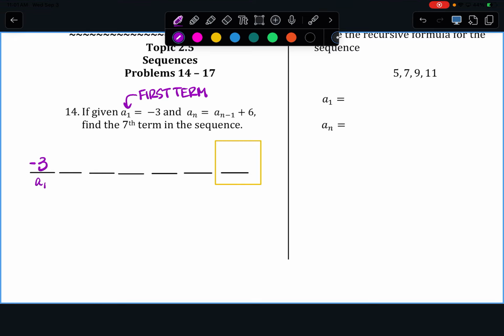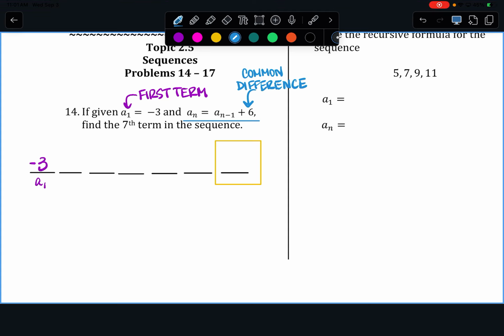All right, and then they're giving you the rule. They're saying a sub n equals a sub n minus 1 plus 6, which is a whole bunch of jargon for just saying you get the next number by adding 6, right? That is your common difference right there, telling you what you're doing to get the next number in line.